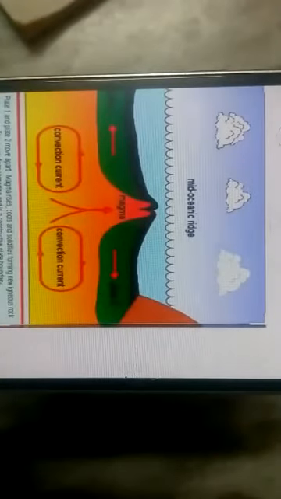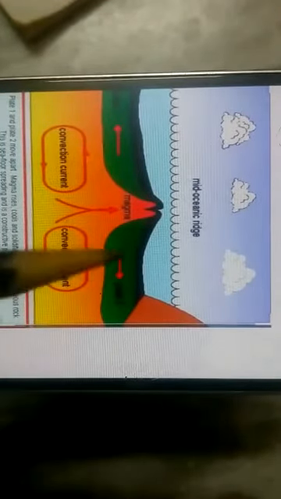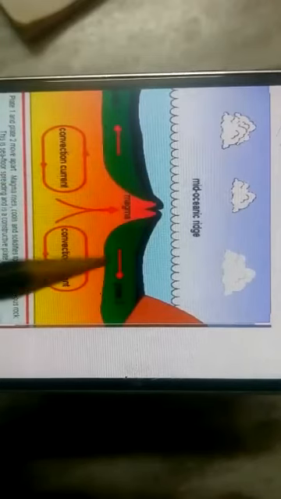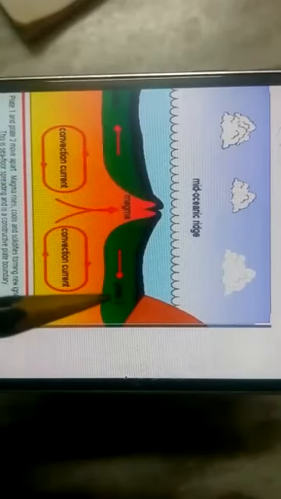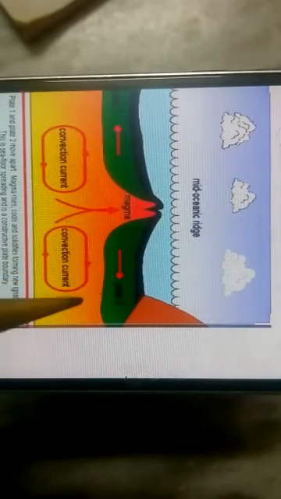The last one is the mid-oceanic ridge. You can see it in this diagram. These volcanoes occur in the oceanic area. This is a system of mid-oceanic ridges more than 70,000 kilometers long that stretches through all the ocean basins.